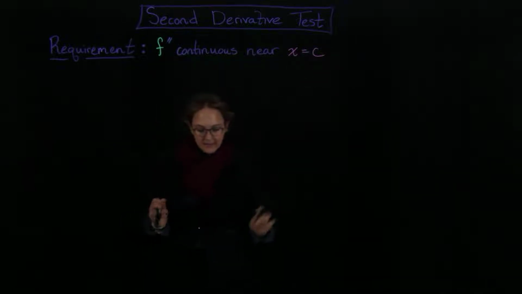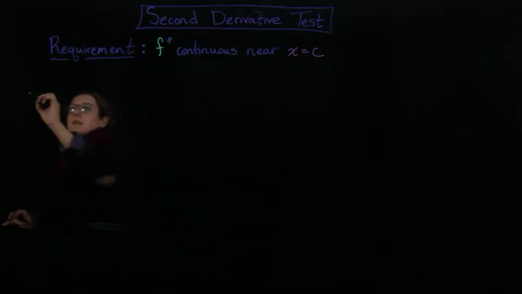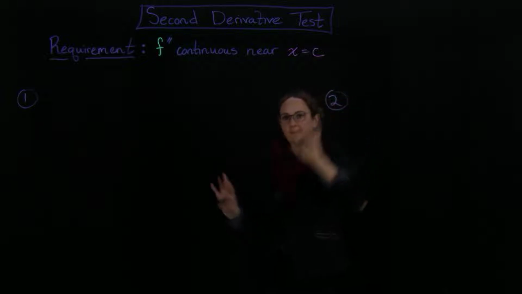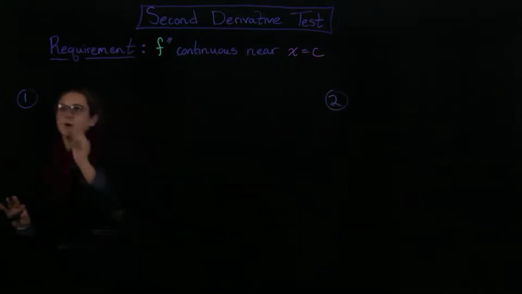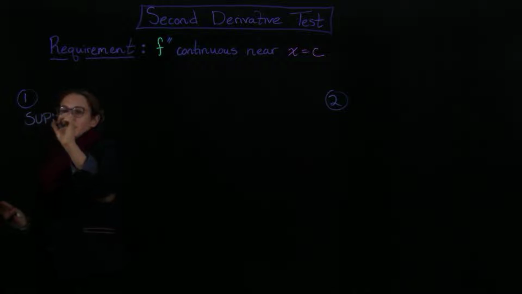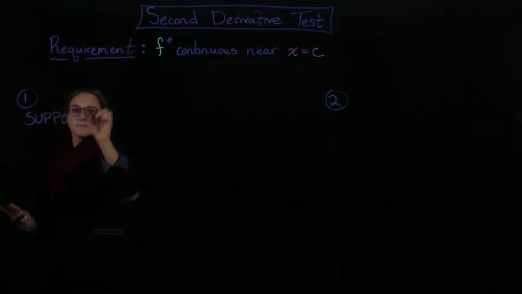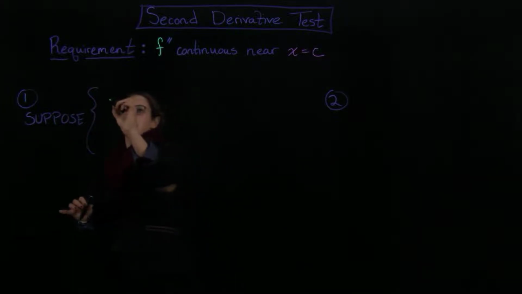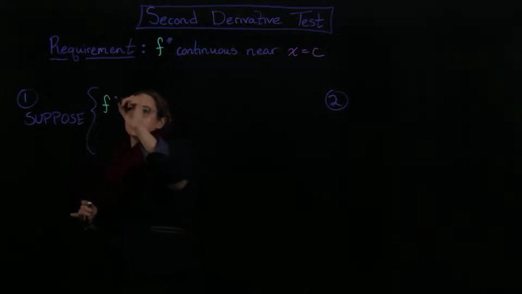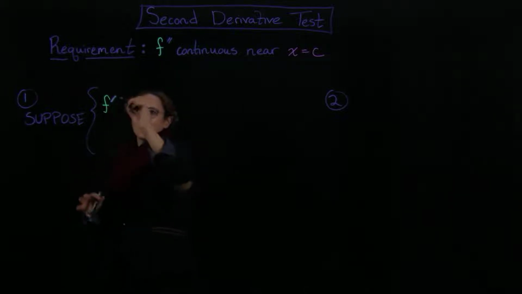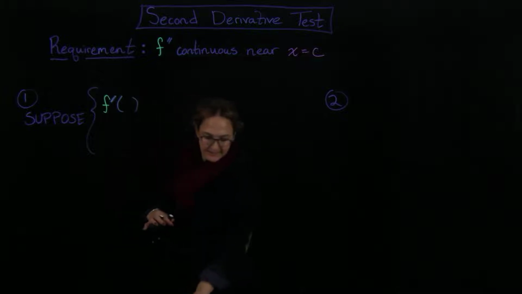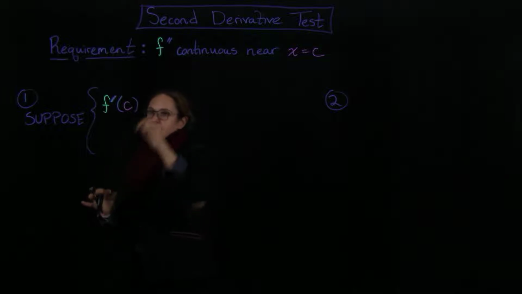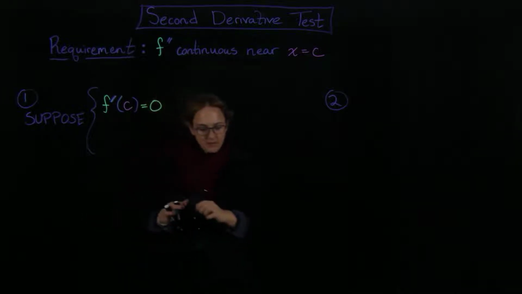Okay, and then there are kind of two circumstances. So here's the first circumstance. We'll do one circumstance here, and then we'll do another circumstance over here. So here's the first one, where we're going to have two things. The first thing that we're supposing is that when we take the derivative at our specific value C, so f prime, and then we plug in C, we're going to get 0. I'm going to say that's equal to 0.